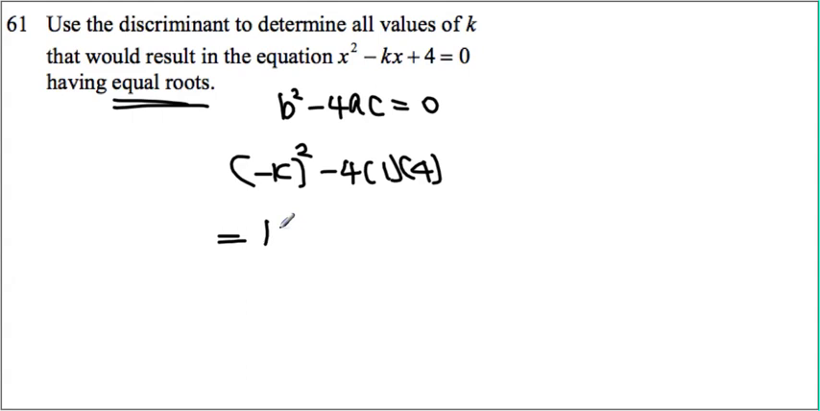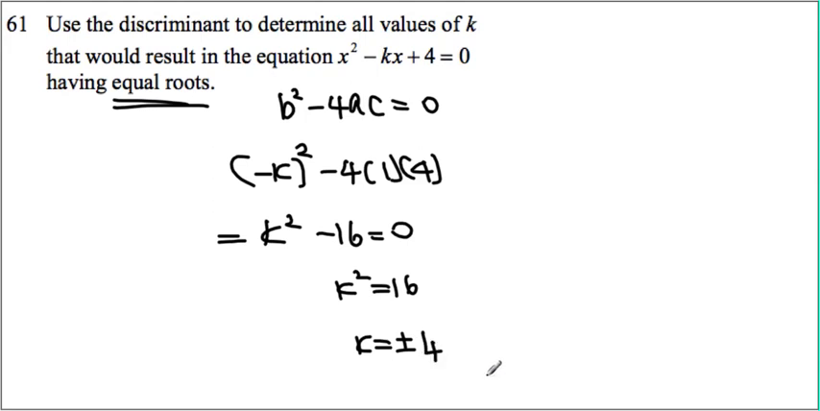Now, this becomes k squared minus 16 has to equal 0. Then by adding 16, we get k squared will be equal to 16. Then k will be in fact equal to plus or minus 4. So any one of those two will be our correct answer, plus 4 or minus 4.